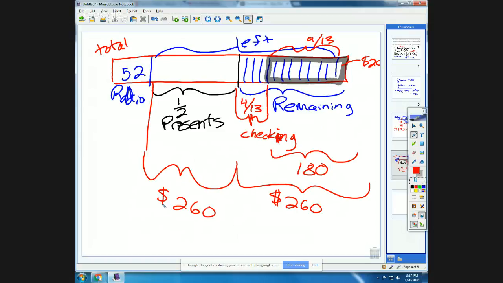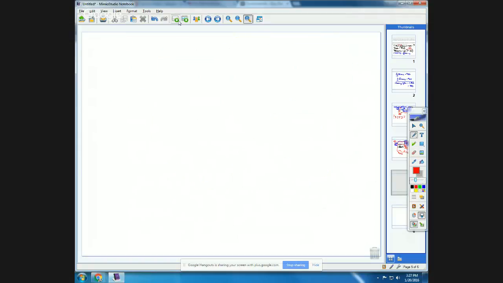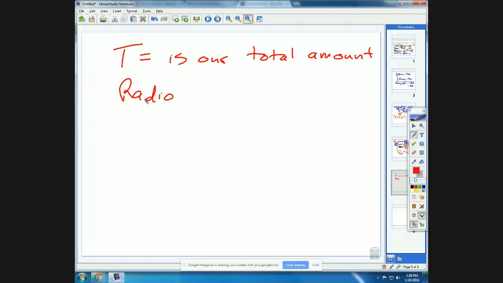So let's try this one more time. So we seem to get the same answer as the last picture. So I'm just going to restart the algebra stuff. So we have some unknown total. So we're going to say T is our total amount. And then I'm going to start writing whatever I can. So I know, let's say R, I'm just going to call it radio. I know that the amount on the radio is equal to 52.